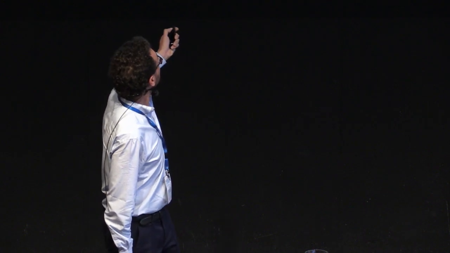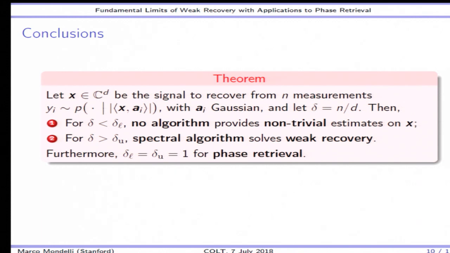Again, in general, this holds for generalized linear models. So we have a lower threshold, information theoretic, and an upper threshold, spectral. And we also show that the upper threshold, which is spectral, is the natural threshold for the AMP algorithm. And I can detail this at the poster tonight.